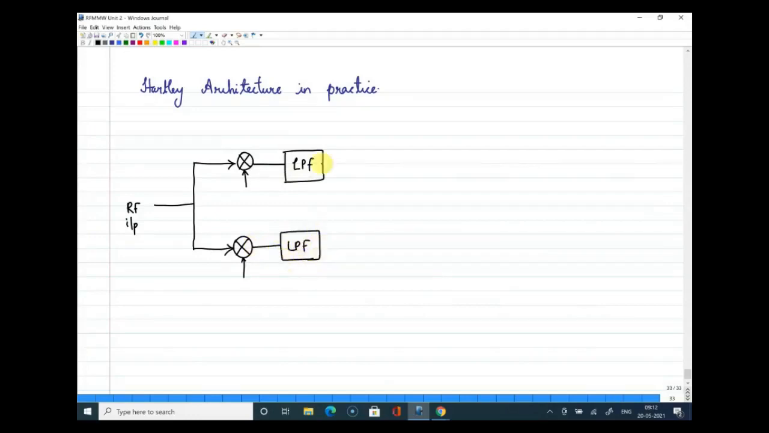The quadrature converter followed by the low pass filter. Previously I have drawn it in the other way; I'm slightly changing that because of the 90-degree phase shift operation. What has to happen in one of the arms, especially the quadrature arm, is generally implemented by providing a 45-degree phase shift on one arm and minus 45 degrees on the other arm, and then we combine them together.